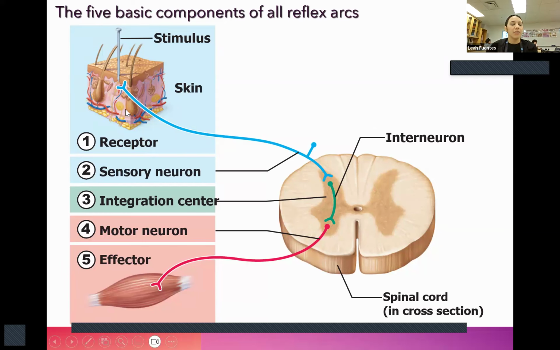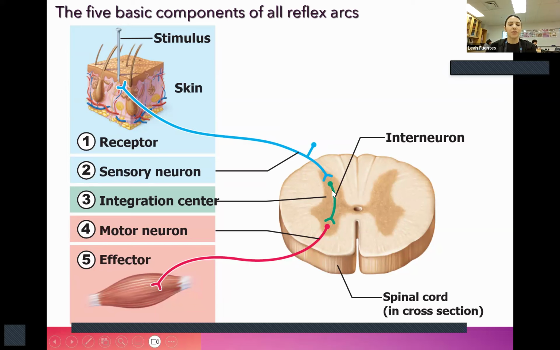So first we have our receptor, which is going to be, in this case, our skin. And that's when there's a stimulus affecting the skin, or something happened to the skin. In this case, the stimulus is stepping on a nail. We have our receptor, and then our sensory neuron here, which moves into our integration center, to our motor neuron, all the way to our effector, which would be our muscle. In here, we do have our interneuron.